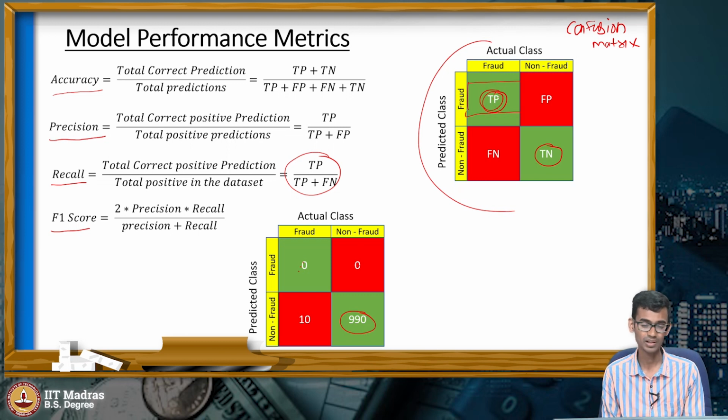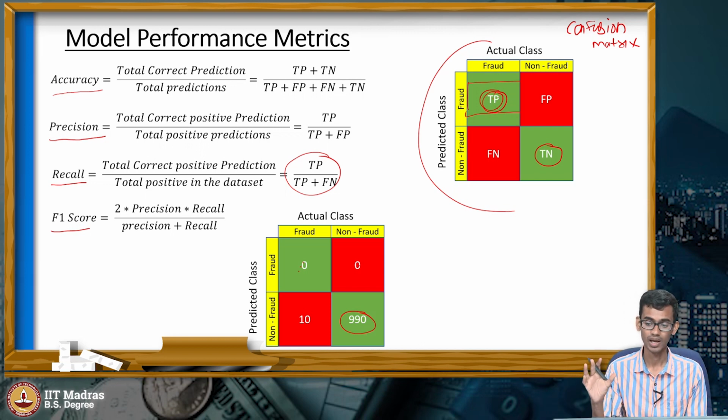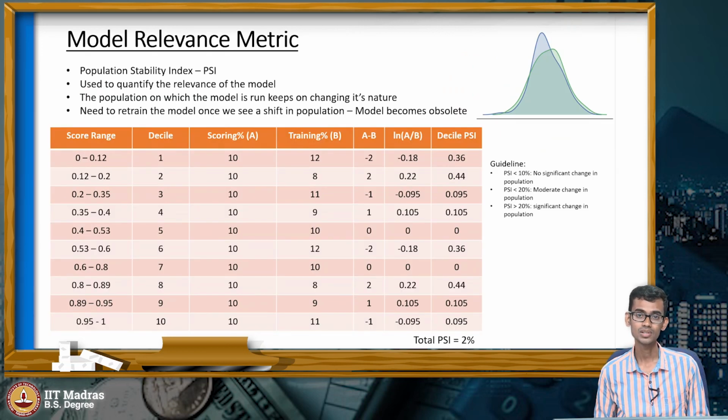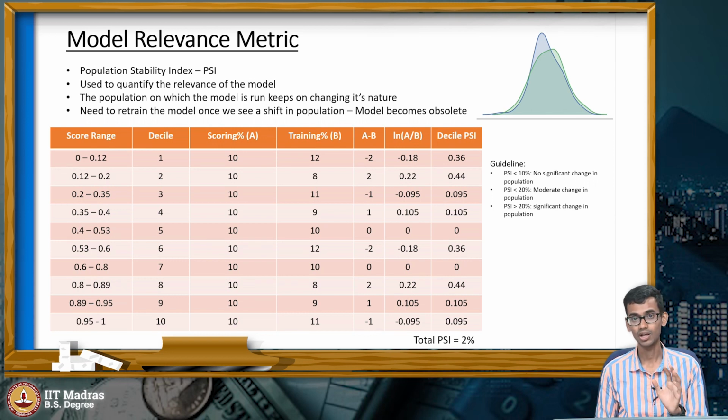Of course, this confusion matrix doesn't make much sense because the model itself is not a good model. But I'm just trying to highlight the things that we need to understand when we try to evaluate a model. So now let's look at what is known as the model relevancy metric, and this is very essential. The reason being, this metric allows you to tell if the model is relevant in the current time or not.